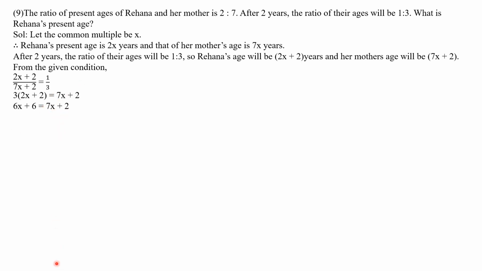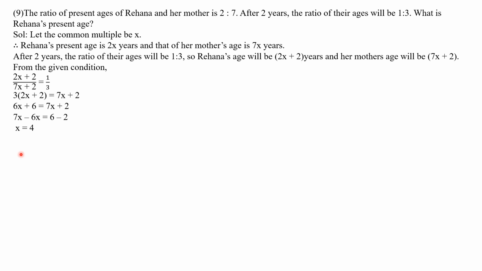Then we'll bring variables to one side and the numbers to the other side. So if I bring this here, I got 7x minus 6x, and 6 and 2 will come, then 6 minus 2. So you can transpose and write: 7x minus 6x is equal to 6 minus 2. So 7x minus 6x is x, and 6 minus 2 is 4. So you got the value of x is 4.